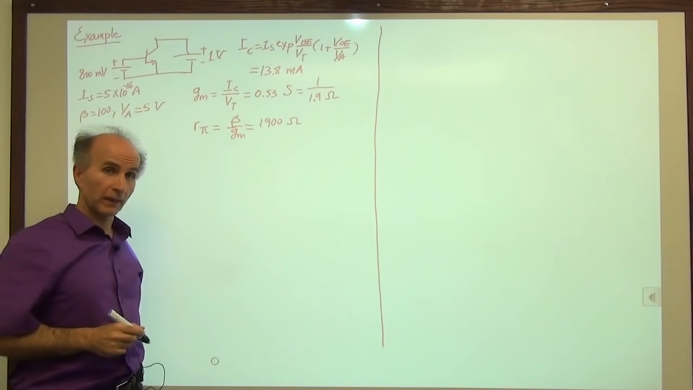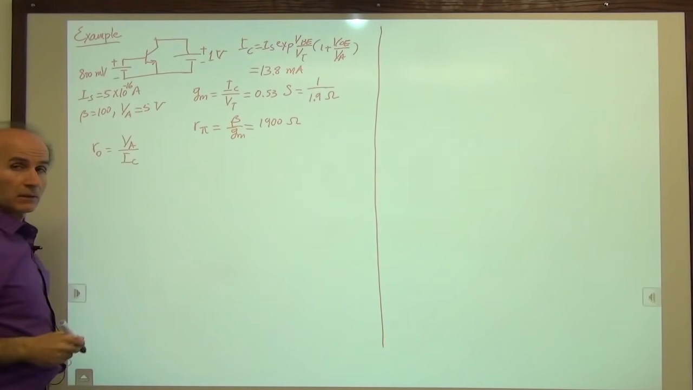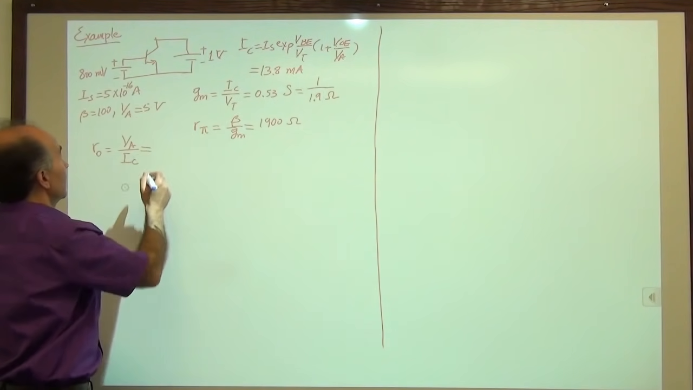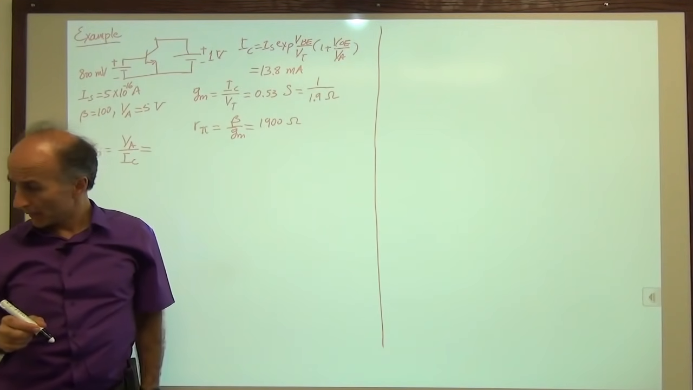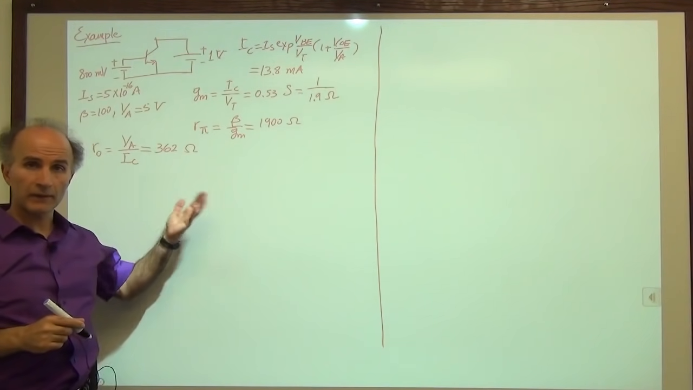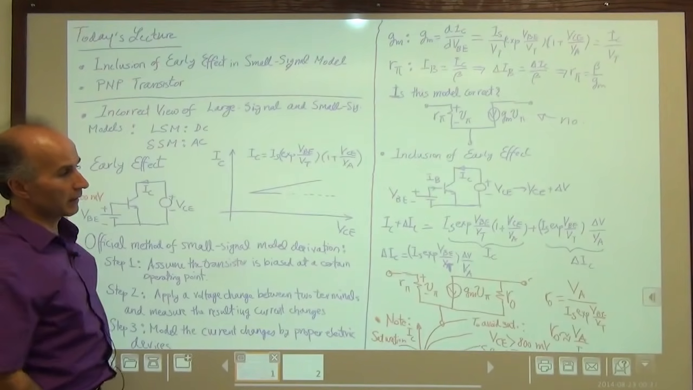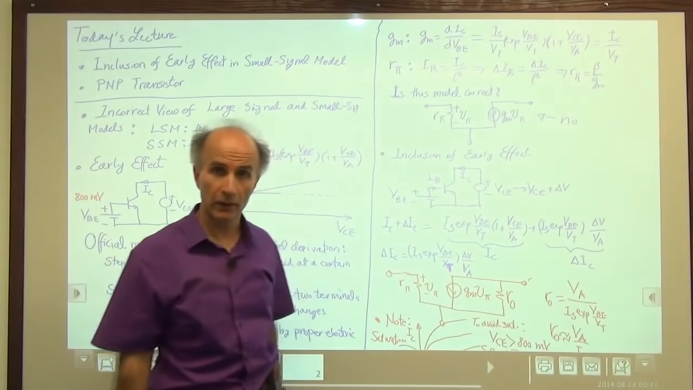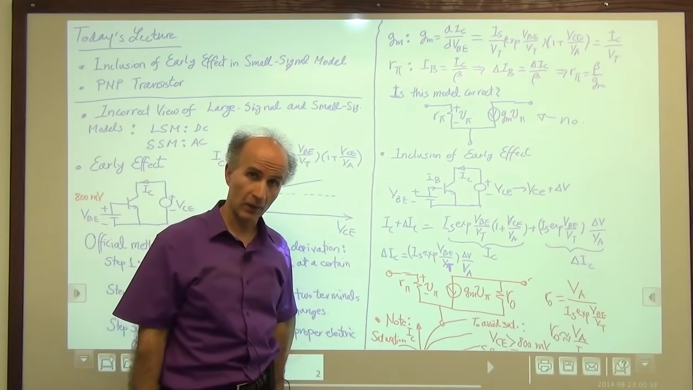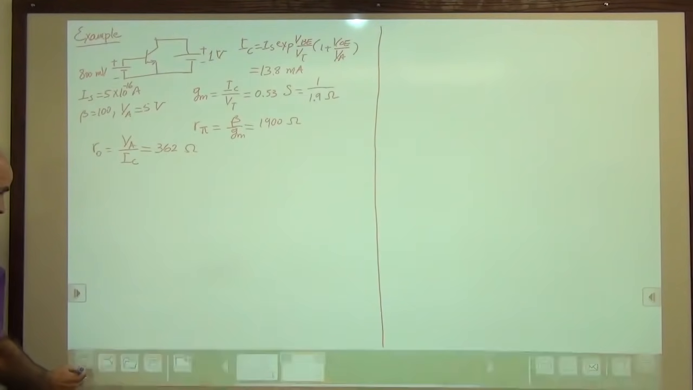What else? RO needs to be calculated. And we know that RO is equal to the early voltage divided by the bias current in the collector. Approximately, if you remember, this was not exactly the collector current, but that's okay. From there, we can say it's 5 volts divided by 13.8 milliamps, and that comes out to be 362 ohms. So now we can construct our model because we have GM, R pi, and RO. If we go back to the previous page, we see that the model is complete. For any circuit that uses this bipolar transistor under these bias conditions, we can use the small signal model. Very well. Let's go back to the other page and continue.